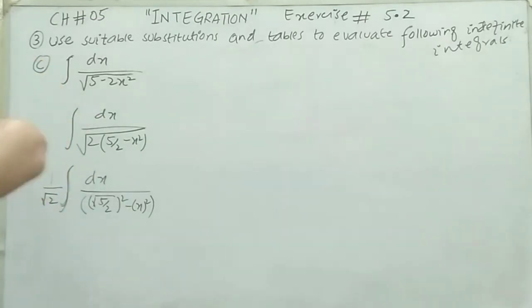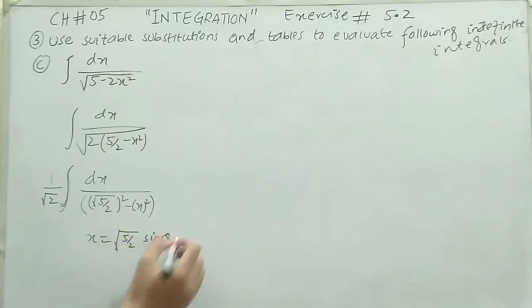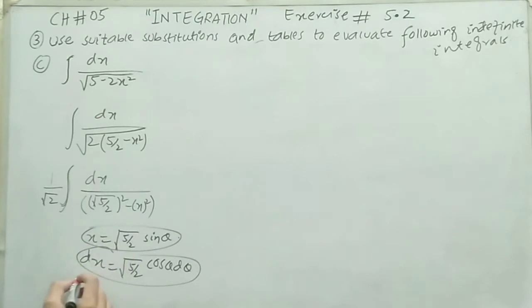So here we will substitute, let's suppose x is equal to root of pi divided by 2 times sine theta. Now differentiate both sides with respect to theta. So it becomes dx is equal to root of pi by 2, and the derivative of sine theta is cos theta, and here the d theta will come to the right hand side. So this is dx, and this is x, and their x square will be equal to pi divided by 2 sine square theta.